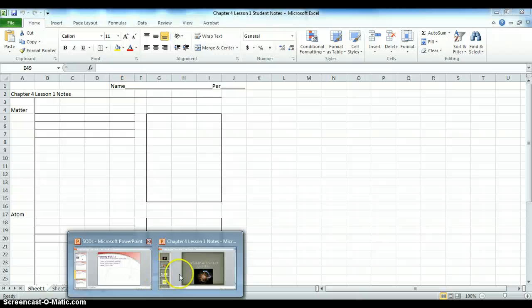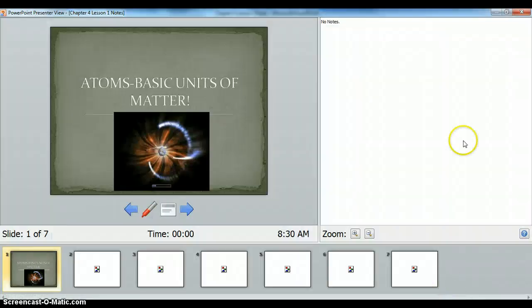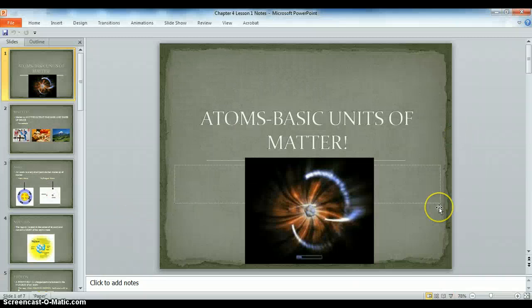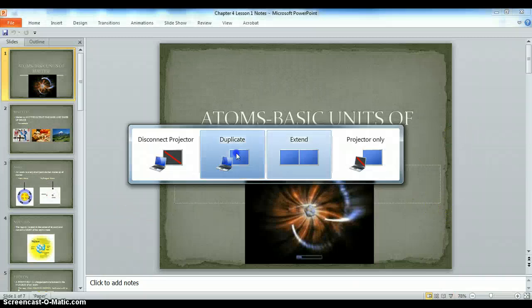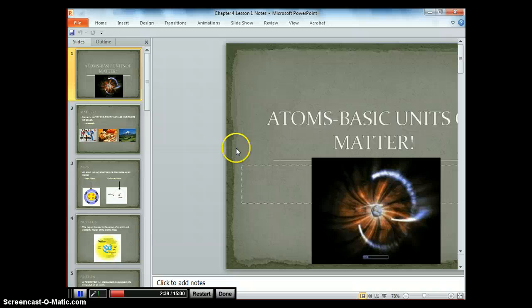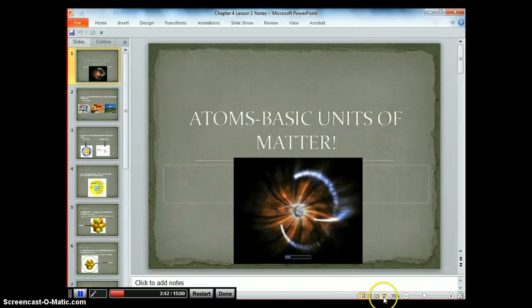So we're going to start with our slides. Sorry about that. I had to change the resolution here. This is my first time with this too, so I hope everybody can get what we're doing.